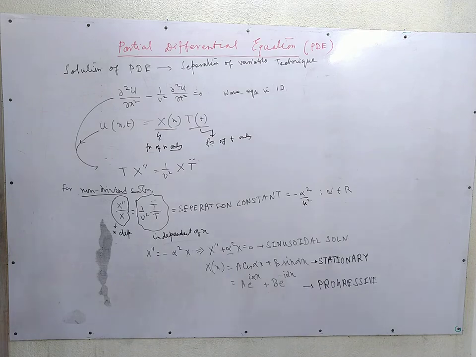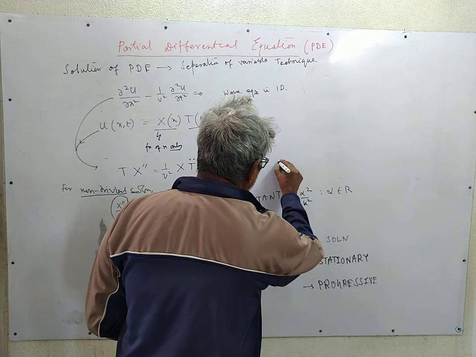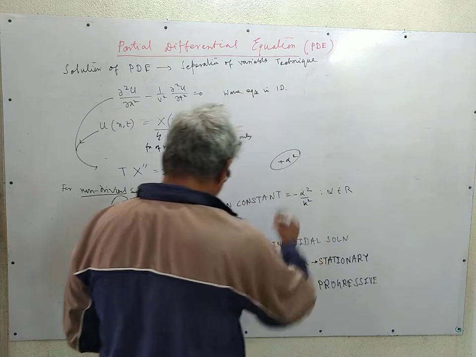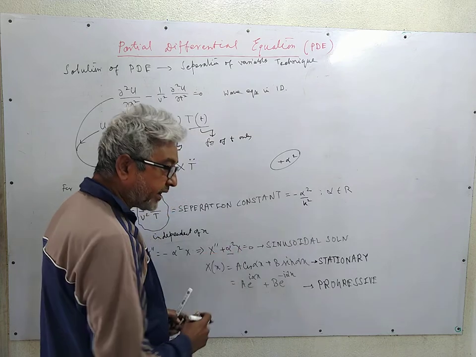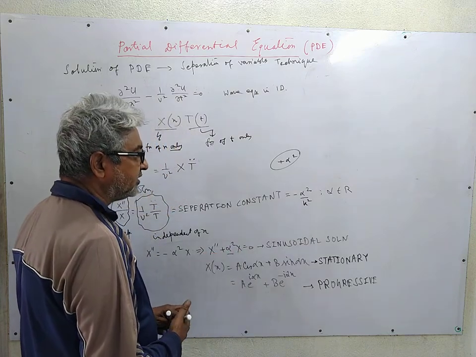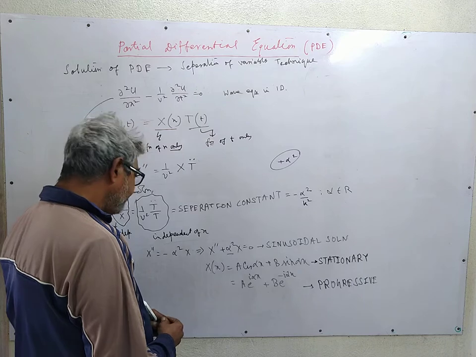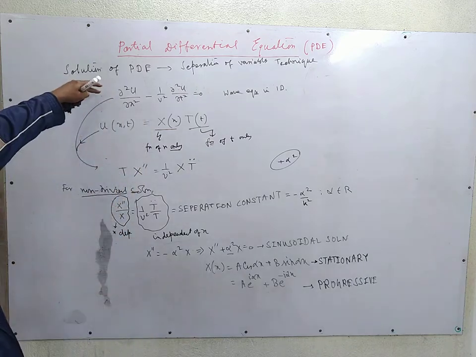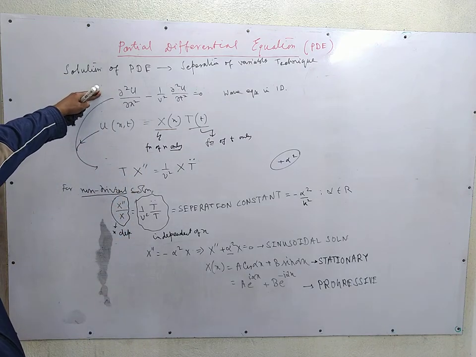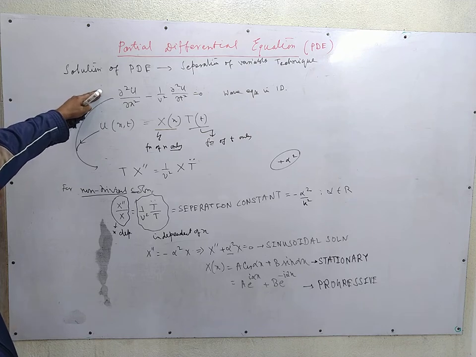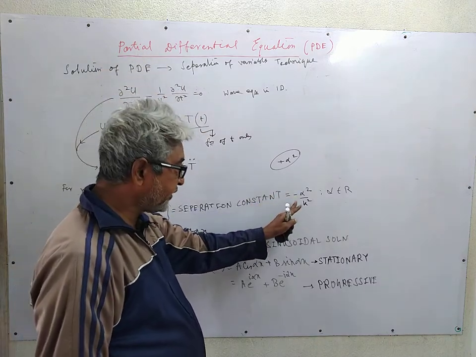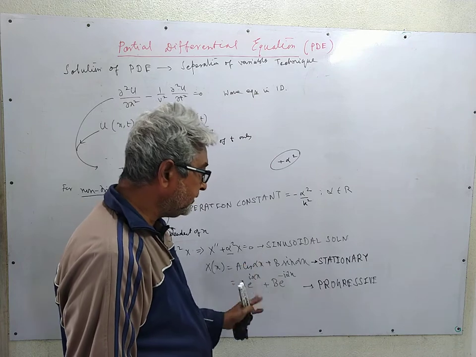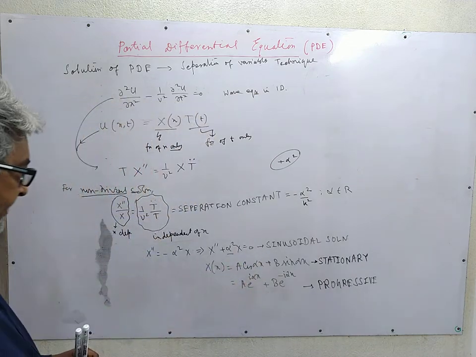You see that if one chooses the separation constant to be plus alpha square, the solution would be X double prime minus alpha square X, which is an exponential function. But we know that we are trying to get a solution of a wave equation which has periodicity in space as well as time. So we choose our separation constant in such a fashion that the periodicity is retained.